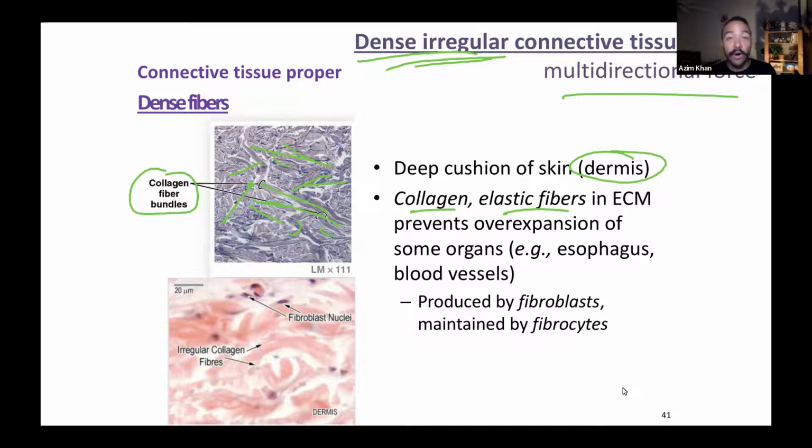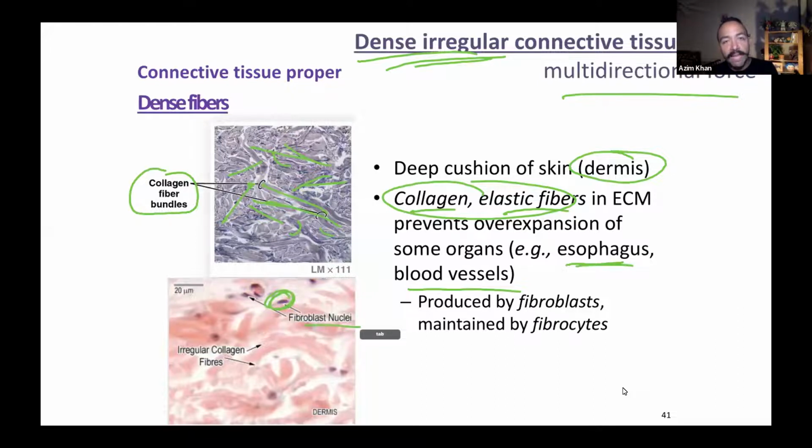Your skin over time will wrinkle, completely normal. Our cells just don't regenerate proteins as easily. The proteins that don't regenerate as much are these collagen and elastic fibers in our dense irregular connective tissue, and you start forming wrinkles. You can also find this in places like your esophagus and blood vessels to prevent overexpansion, providing a little bit of a framework.